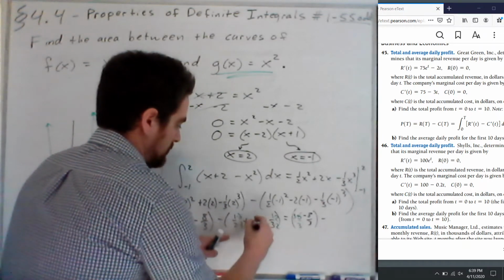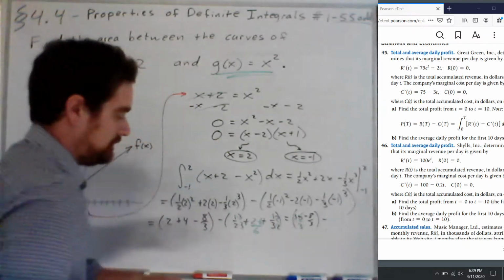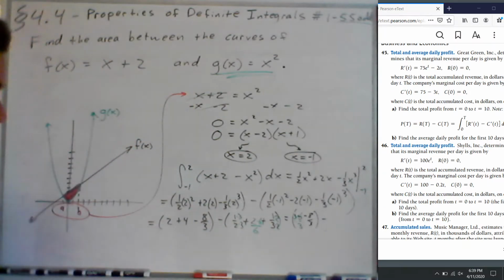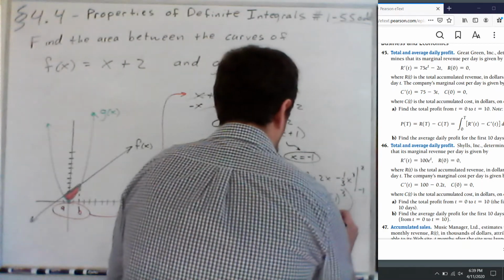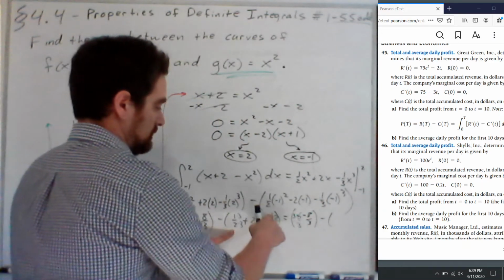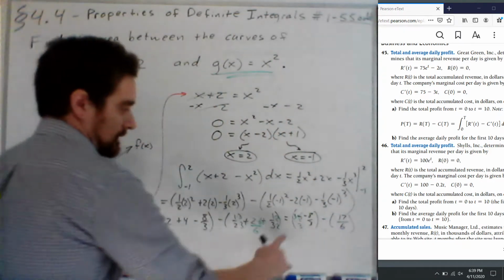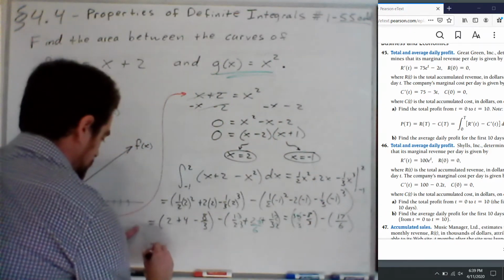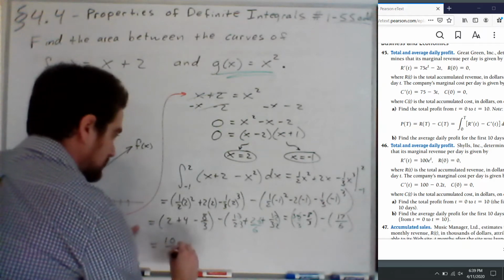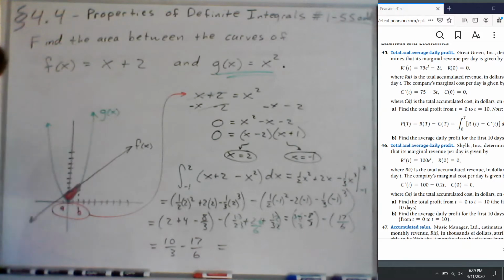Sorry, I've run out of whiteboard space. Getting a little tight. Again, it's all just fractions here. This will be 3 plus 12 is 15 plus 2 is 17 over 6. That was 18 minus 8 over 3, so that's 10/3 minus 17 over 6. And now we're almost done.